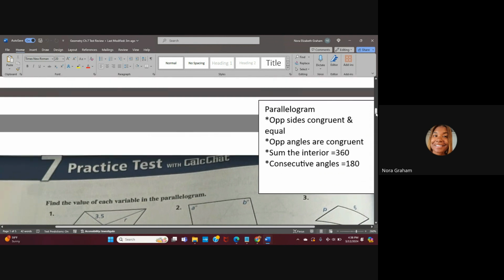First of all, I want to look at the properties of parallelograms, like what makes a parallelogram a parallelogram. It's going to be these 4 things right here. A parallelogram has to have opposite sides that are congruent and equal. Opposite angles are congruent. The sum of the interior angles is 360. Also, the sum of the exterior angles is 360 as well. And consecutive angles equal 180. So these 4 things have to happen in order for it to be a parallelogram. I put this as a little chart right here because we're going to keep coming back to that throughout this lesson.